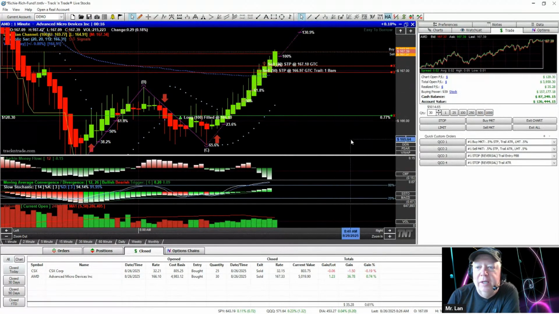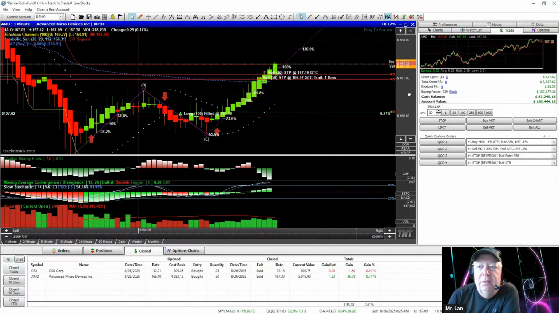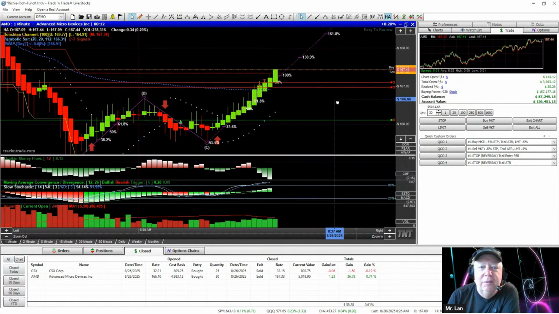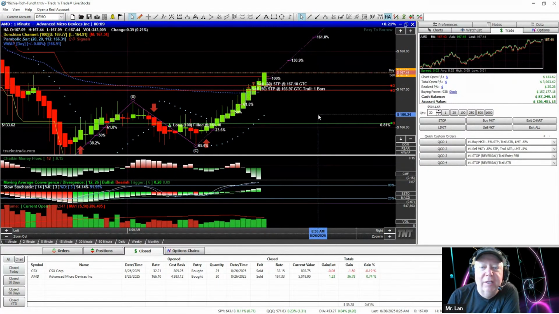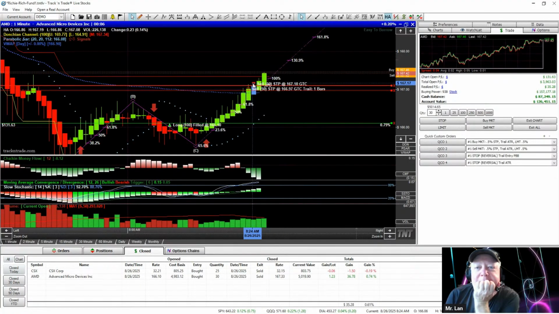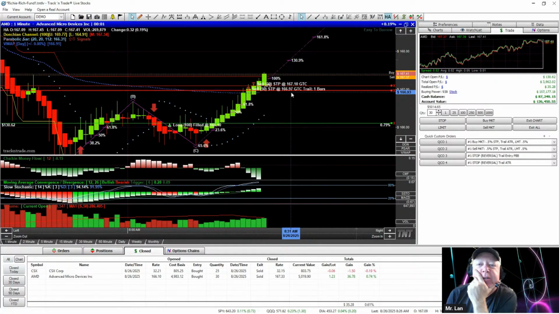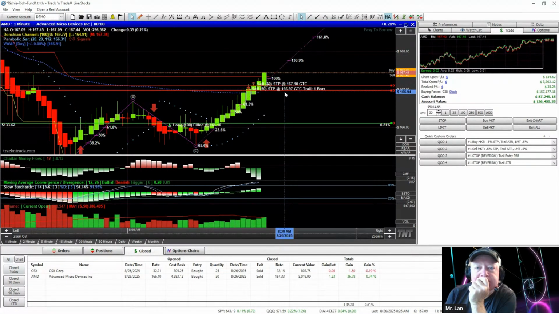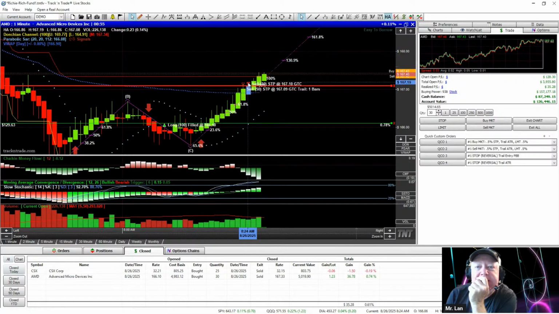Stop auto scaling. I thought I turned that off. Does it turn on automatically? For some reason it keeps turning on automatically. Oh, that was the other chart. All right, what do we want to do? This is trailing. That one's not auto trailing. This is the one that's one price bar back. There we go.